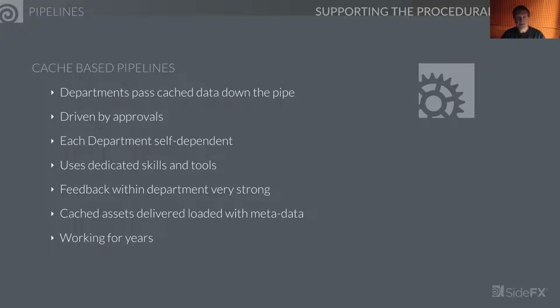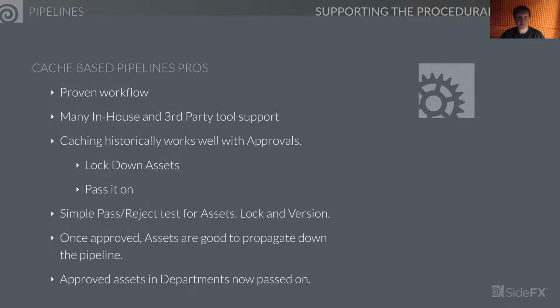And feedback within departments is very strong. But the main language between departments in facilities and pipelines is cached assets with tons of metadata, more and more metadata trying to work. And it's worked for years. So the pros are it's a proven workflow, and there are many in-house and third-party tools to support this working.